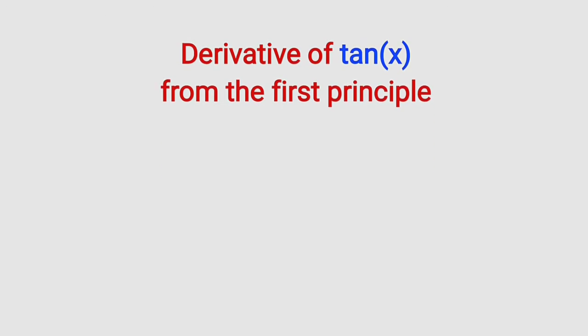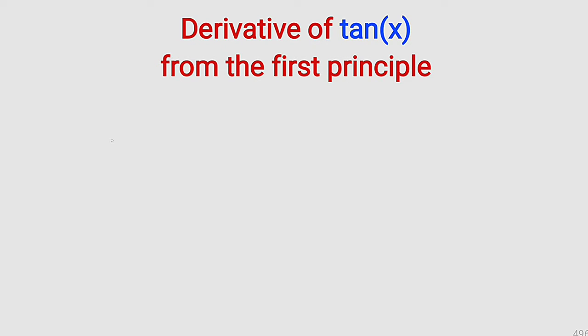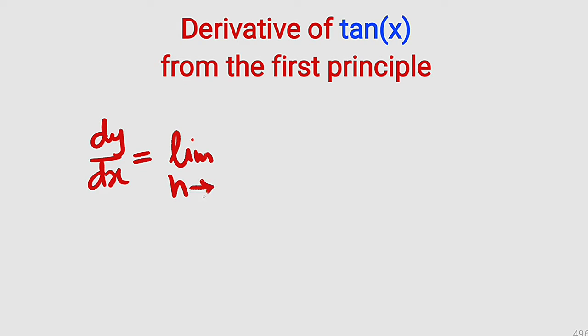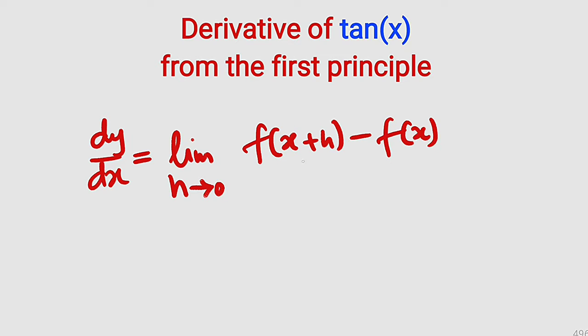As always, we are going to start with the formula. The derivative dy over dx is equal to the limit as h approaches 0 of the function f of x plus h minus f of x, divided by h. You should know that f of x here is nothing but tangent x.